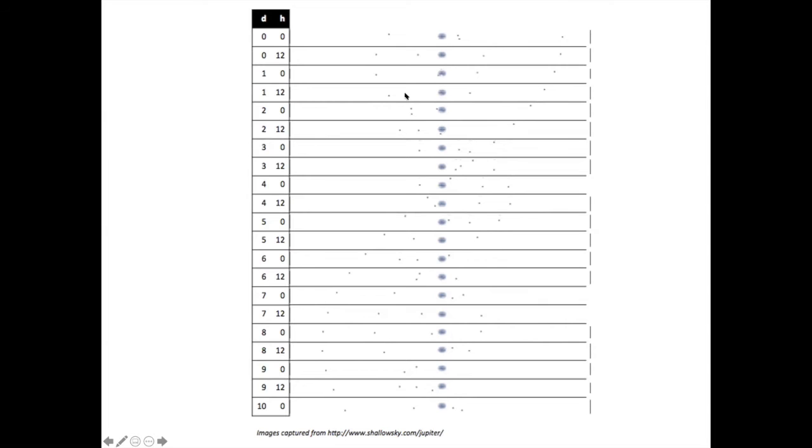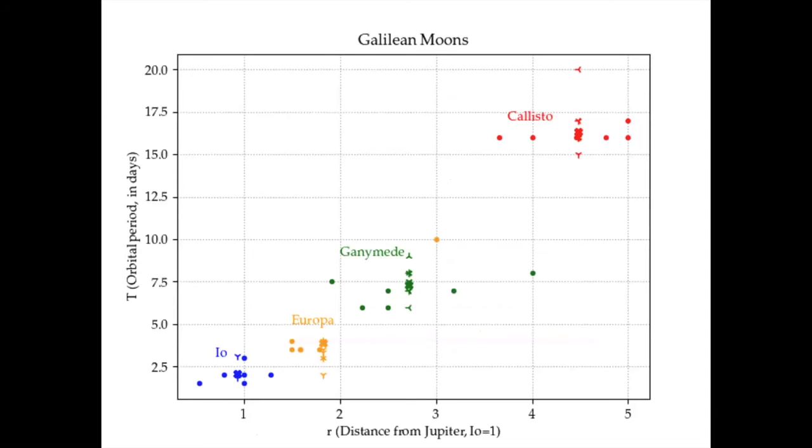Getting the periods of Europa and Io is a little trickier because they are closer to Jupiter, but still, I once asked the class to do that, and these are the dots that they came up with. So you can average this, and that's what you have. These dots here are the average. This is the distance to Jupiter in units where the distance between Io and Jupiter is equal to 1, and the time here is the orbital period. Callisto is 16 days, Ganymede is about 8 days, Europa is about 3 days, and Io is about 1.5 days.